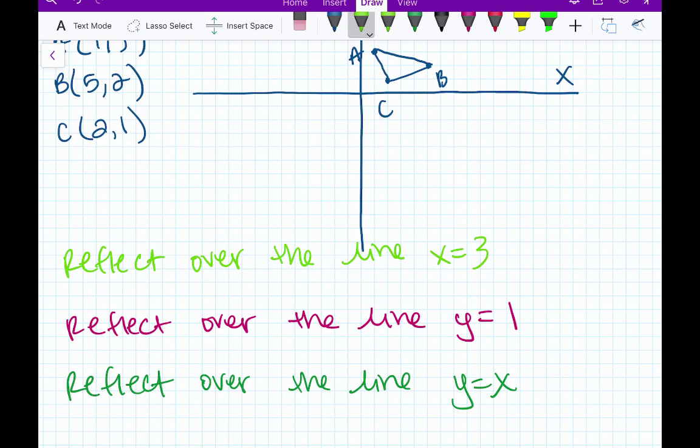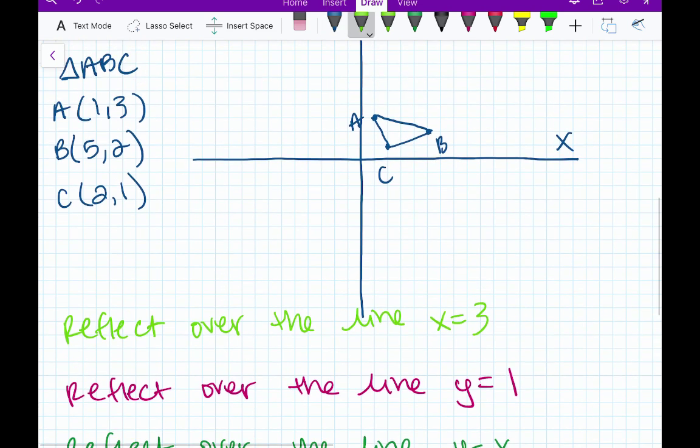The first reflection I'm going to do is over the line x equals 3. X equals 3 is a line with an undefined slope. It's going to be a vertical line where x equals 3. So the line of reflection is this line here. And so we just learned that the line of reflection is the perpendicular bisector of the original and the new point. So where is A prime going to be for this reflection?